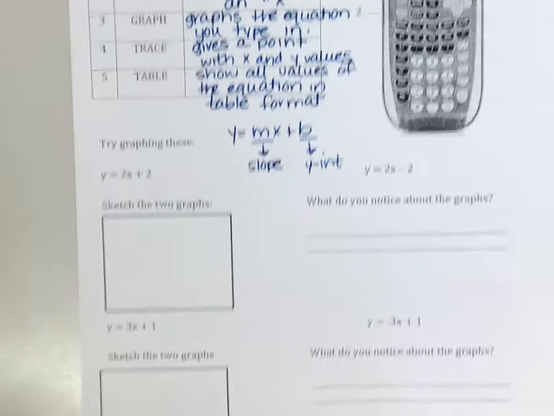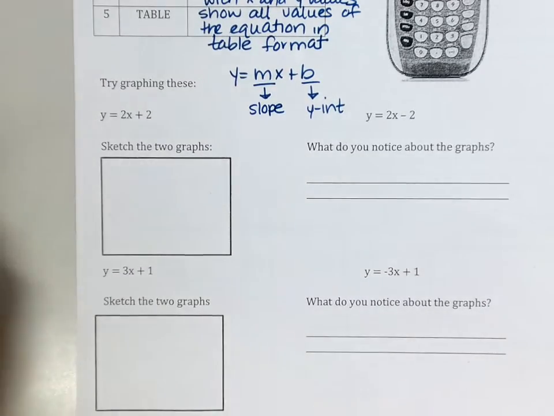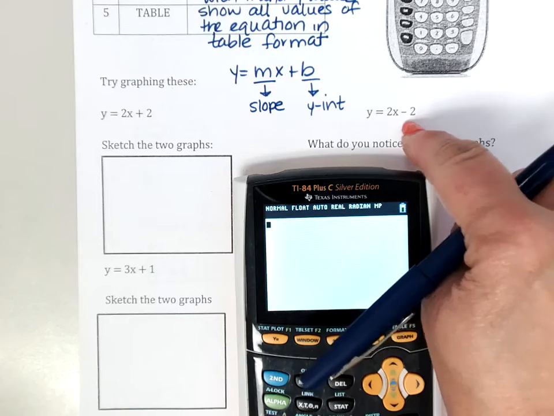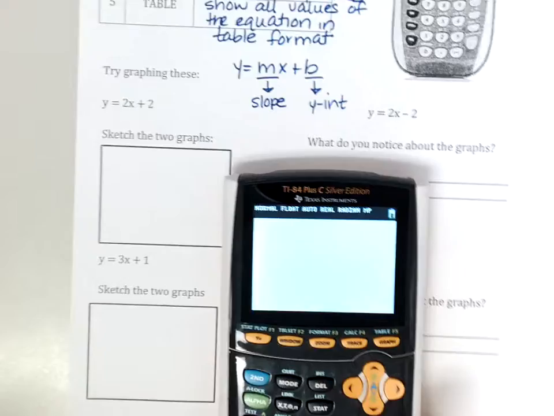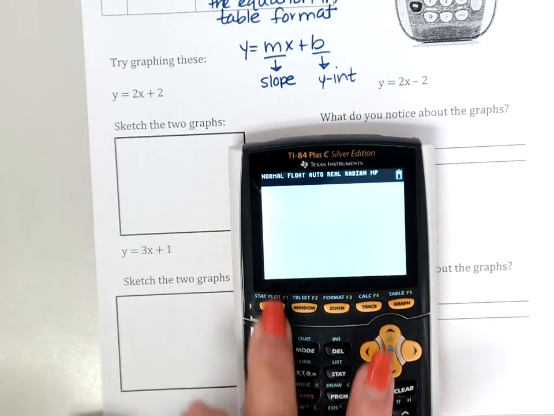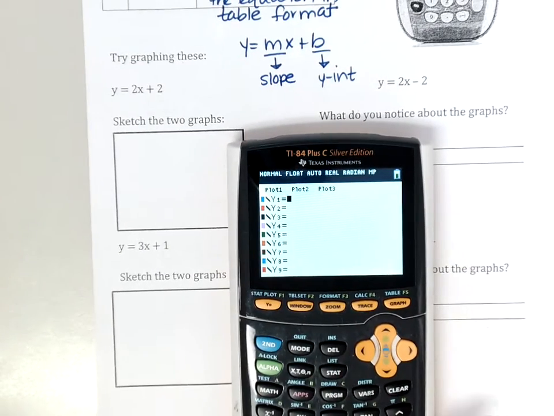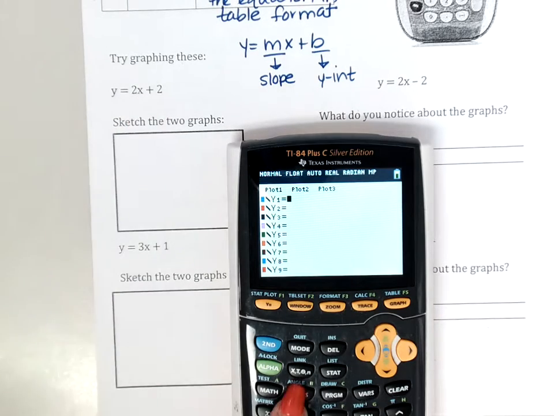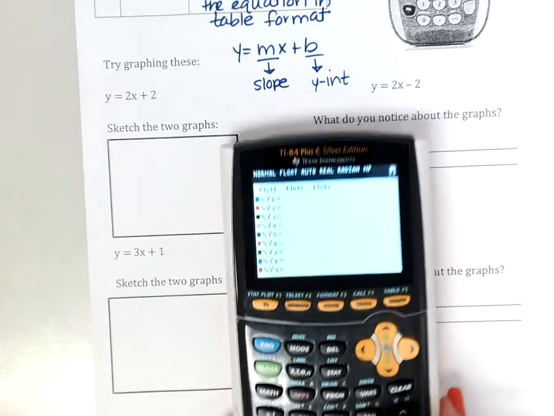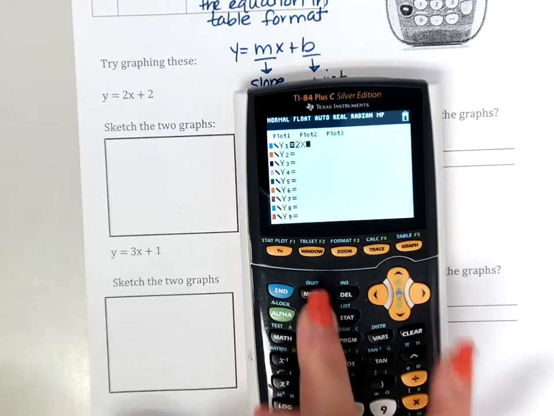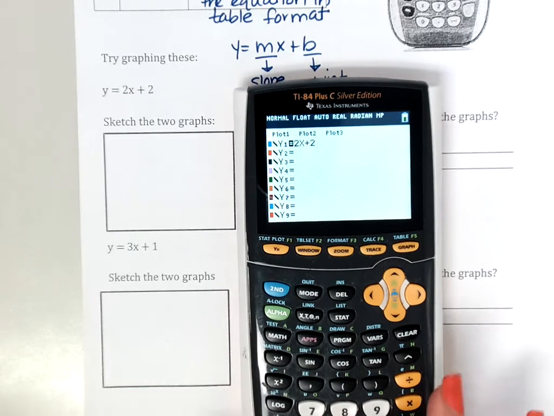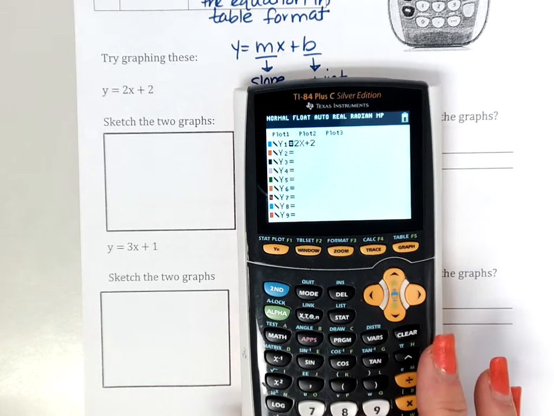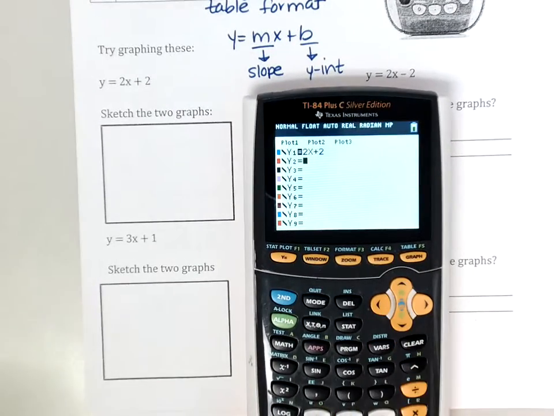So we're going to practice graphing on the graphing calculator, and we're going to graph 2 equations, over here and over here, and we're going to talk about what we notice about the graph. The first thing we need to do is go up to that y equals, and we're going to type in 2x plus 2, remembering to use this button here for the x. So I'm going to type in 2, then that button next to the green one for the x, plus 2. Arrow down so you can do the next one. We're doing this time 2x minus 2.